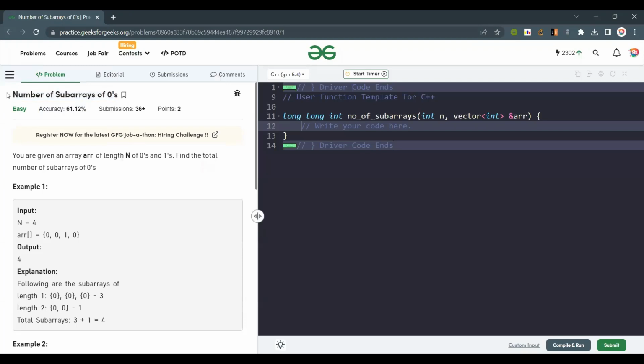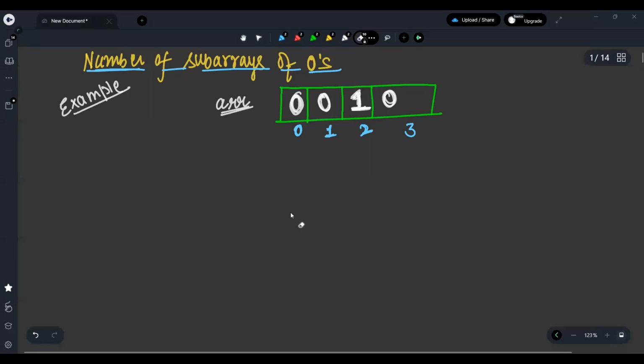Today we are going to solve the problem number of subarrays of zeros. You are given an array of length n of zeros and ones. Find the total number of subarrays of zeros. So let us discuss with an example. Here I've given an example.